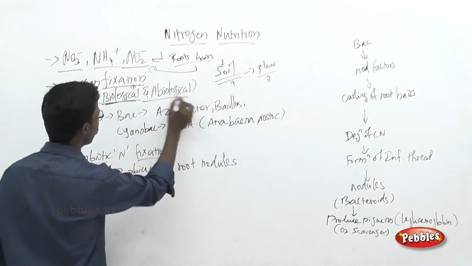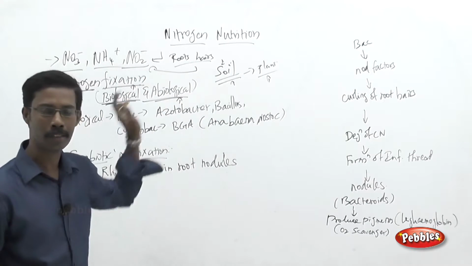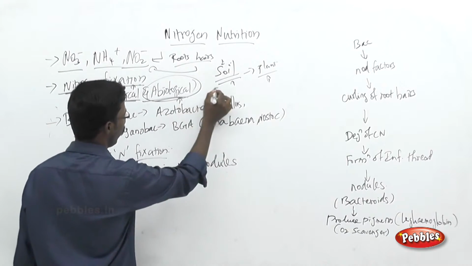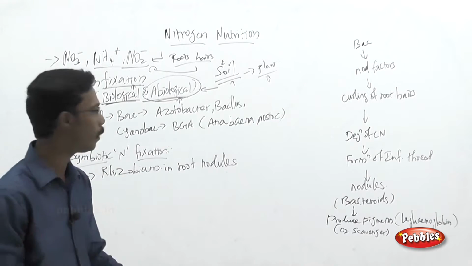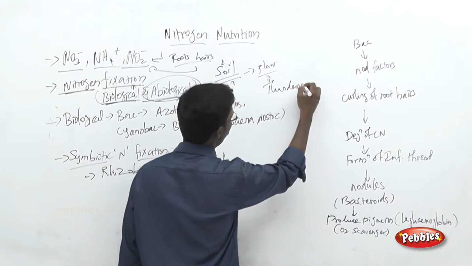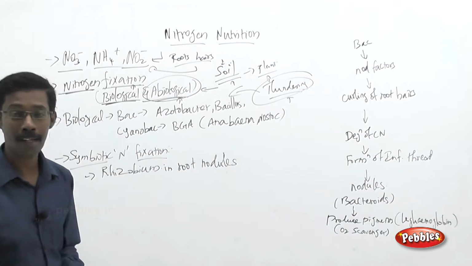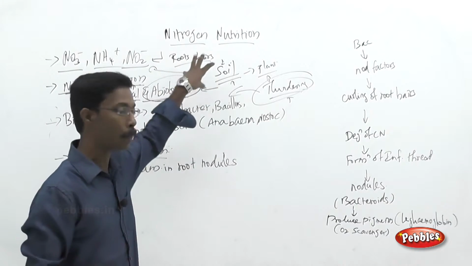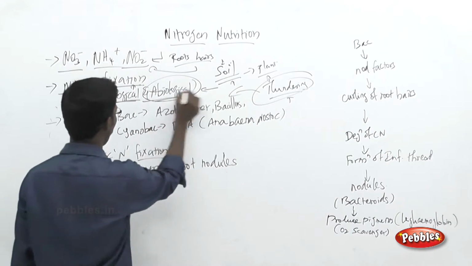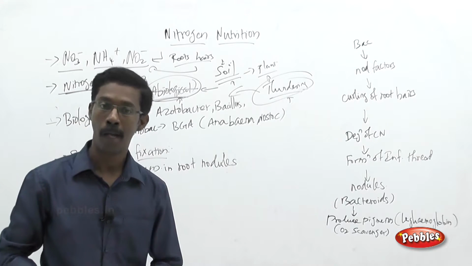There are two major processes you have to remember here: biological fixation and abiological fixation. Abiological means a very limited fixation by means of thundering and lightning, which may cause the deposition of nitrogen to the soil. But apart from abiological means, the major source of nitrogen fixing is biological means.